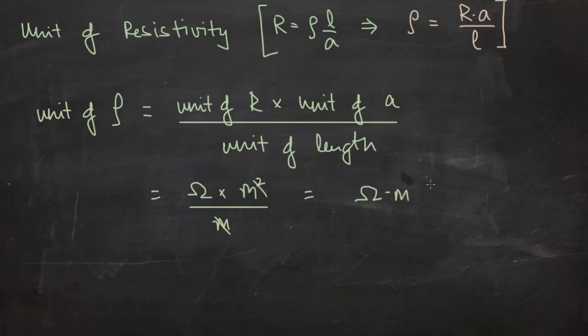Okay, you don't need to write it always like this. You could also write it as ohm-meter. Remember, start with lowercase o, put a hyphen, meter. This is the unit of resistivity.